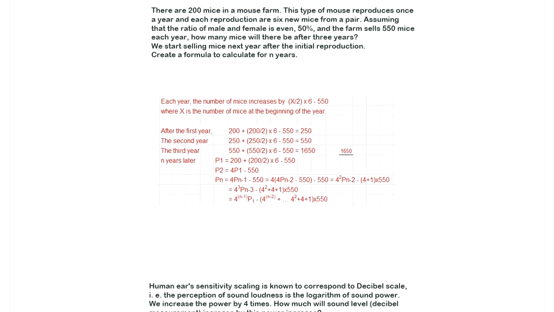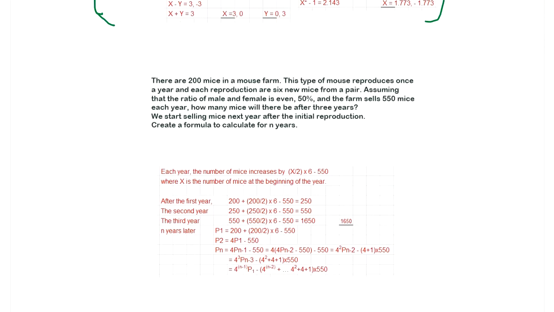Okay, so let's think about what the problem is. 200 mice in a mouse farm, right? This type of mouse reproduces once a year, and each reproduction is 6 new mice for a pair, assuming that the ratio of male and female is even, 50%, and the farm sells 550 mice each year. How many mice will there be after 3 years? We start selling mice next year after the initial production. Create a formula to calculate n years.